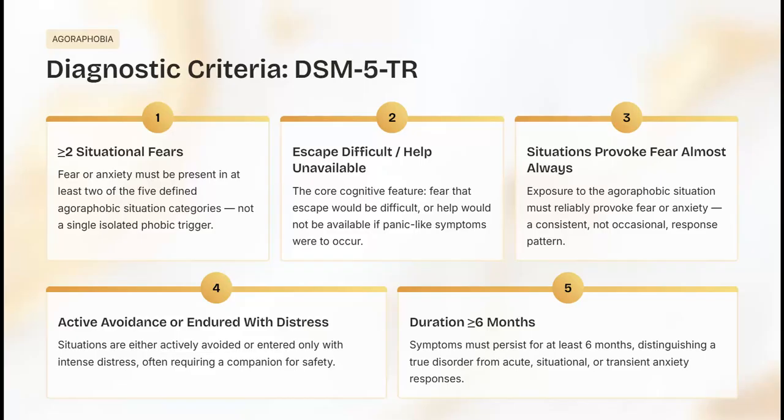The diagnostic criteria for agoraphobia, according to the DSM-5-TR, is that they have to have a fear or anxiety in at least 2 of the 5 agoraphobic situation categories. So that core fear is that escape would be difficult or help wouldn't be available. If they had some kind of panic-like situation, like there's not going to be anybody to help them, they can't get out, they're stuck, oh my God, and they really, really get worked up. So they stay inside where they're safe.